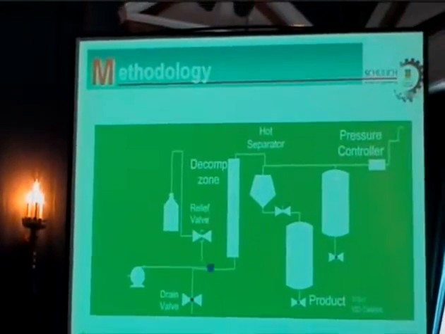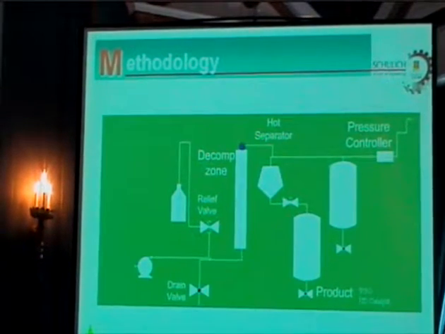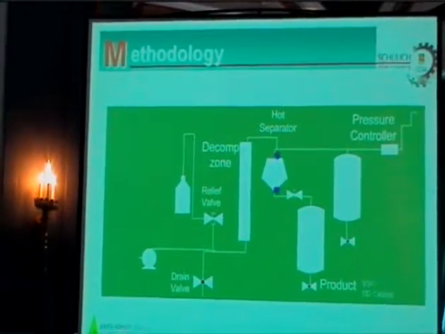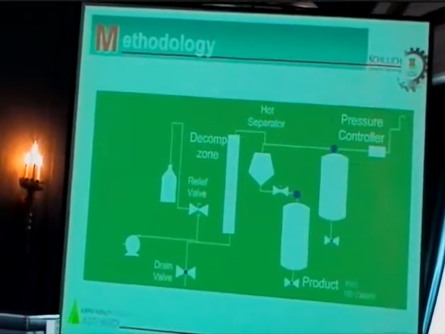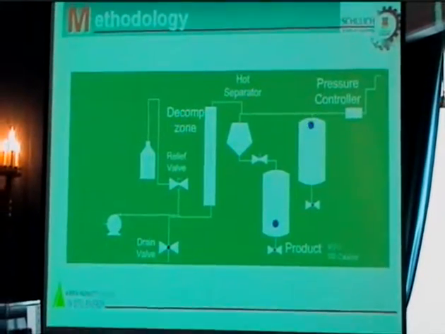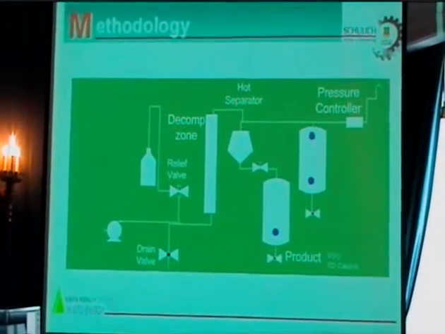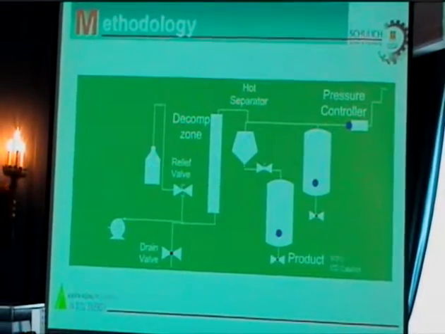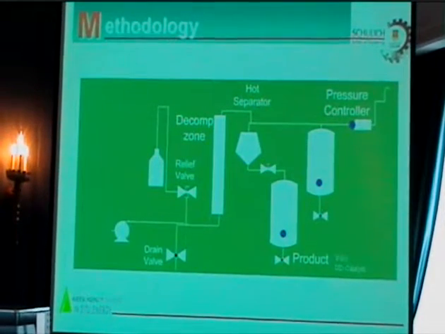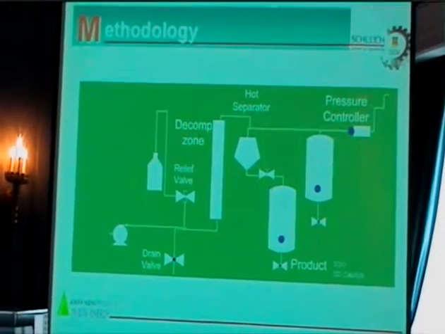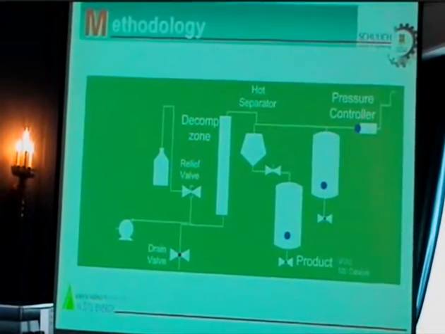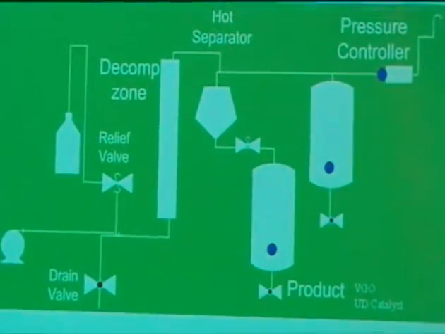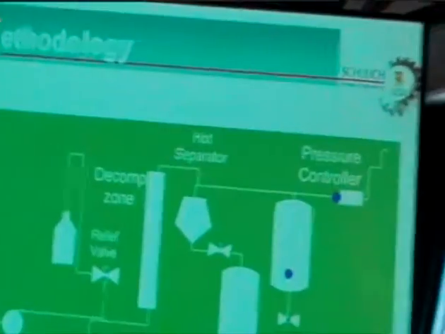Now, here's a sample of how we perform the dispersion. Once we have the microemulsion, we put it through a decomposition zone where, from the precursor, we form the metals and disperse them into the oil media. Then we enter a hot separator where we remove any surfactant or aqueous media that we included in the microemulsion, and we obtain, in this case, we use VGO and the ultra-dispersed catalyst.